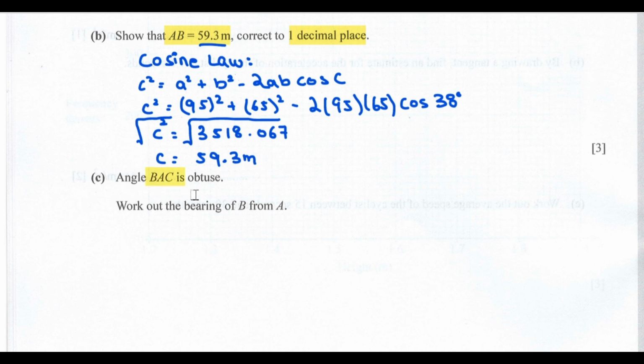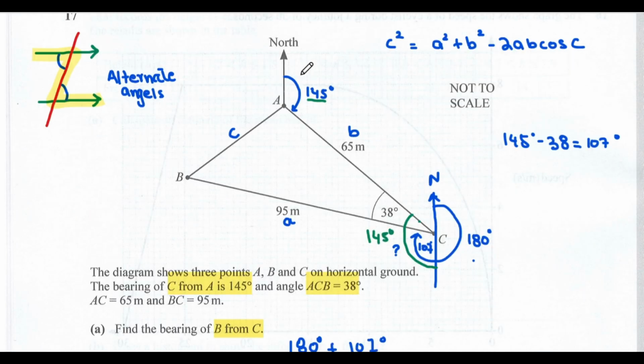Part C is saying angle BAC is an obtuse angle. Work out the bearing of B from A. From the north line of A till the line joining AB, we have to calculate this complete angle. Now half of the angle is 145, but we have to calculate this inner angle. And this AB length is 59.3.